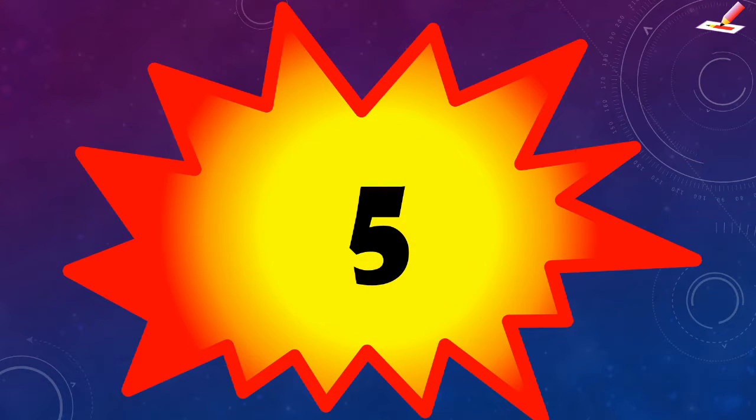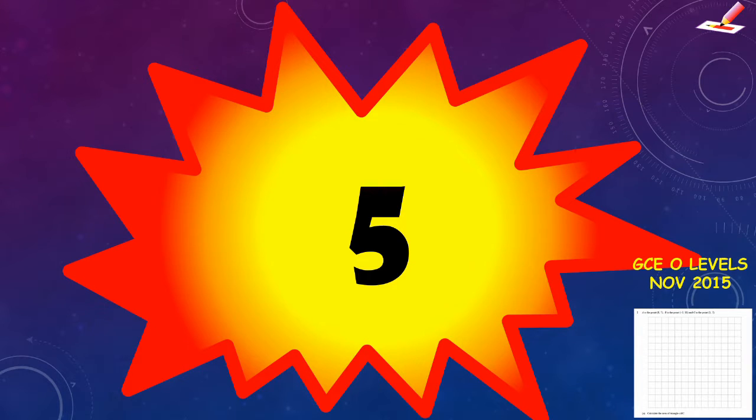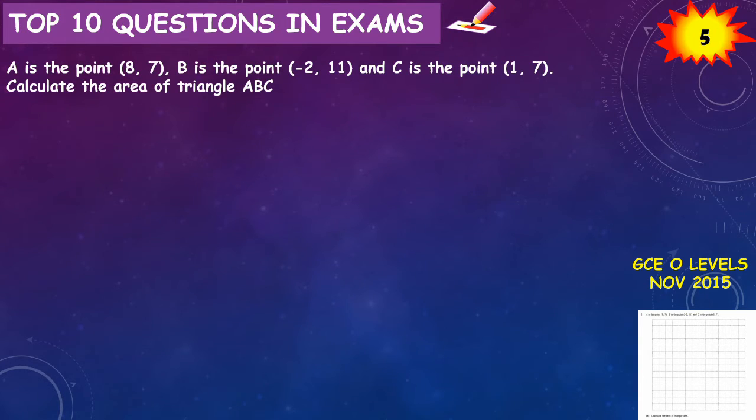Number 5. At number 5, we have another trig question from the GCE O-levels, November 2015 paper. This question tricks you into thinking that you have to use a particular method from geometry of coordinates, but in actual fact, there is another method which can be done in half the time. A is the point (8, 7), B is the point (-2, 11), and C is the point (1, 7). Calculate the area of triangle ABC.